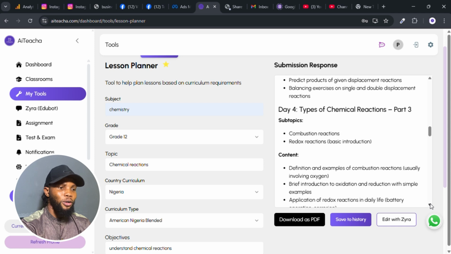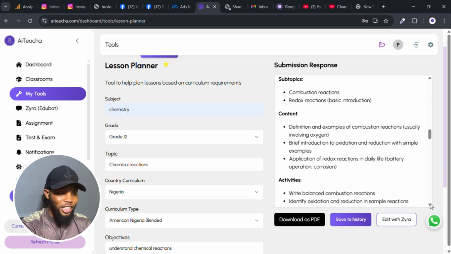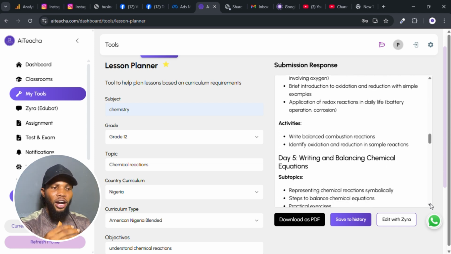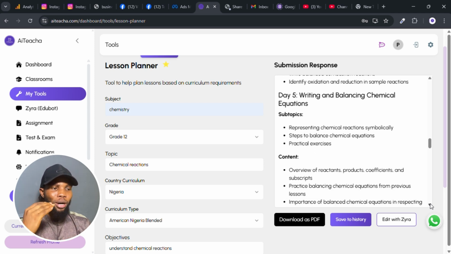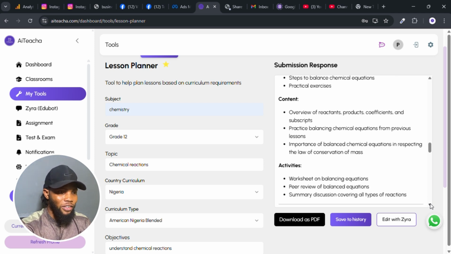Day four also comes out with subtopics, the content and activities. Day five, how to write and balance chemical equations. I guess that's where everybody always has issues, because even when I was in school, balancing chemical equations was very hard, but still I scaled through because I don't give up. So let's scroll down to the content, activities.